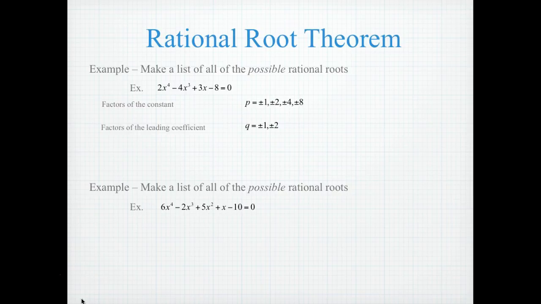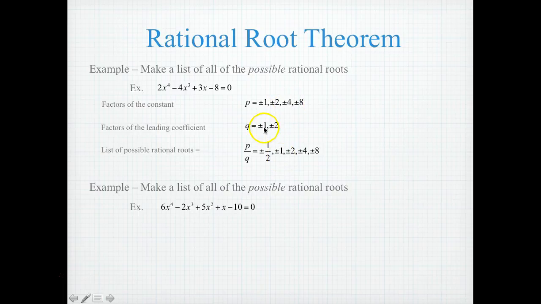Now I take all of the different combinations of p over q. If you notice, we're going to take 1 over 1, so ±1 is a possible root. 1 over 2, so ±1/2 is a possible root. And we move down, we have 2 over 1, so ±2 is a possible root. 2 over 2 is 1, and we already have that listed, so we don't need to list it again.